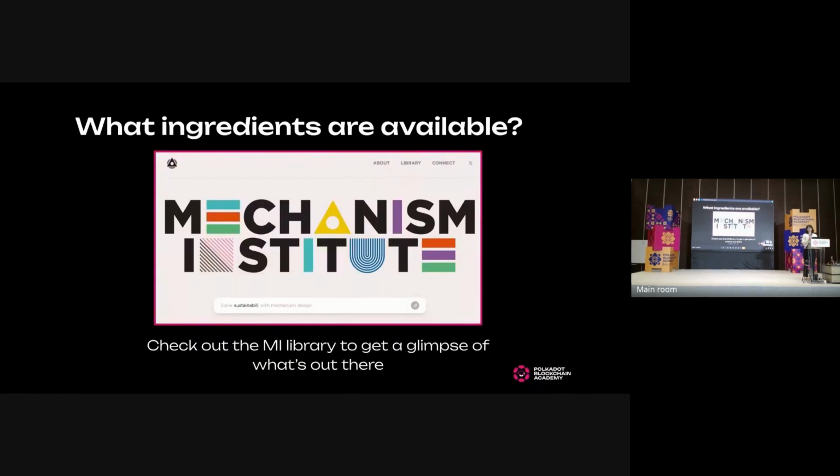I will start off just with a recommendation. The Mechanism Institute, you should check it out. It's a library. They collect different kinds of on-chain mechanisms. It's a good overview to look at.